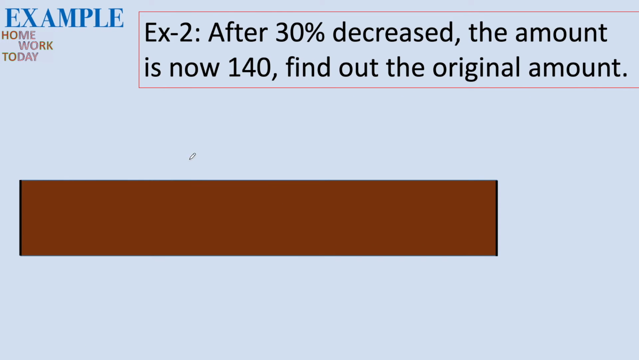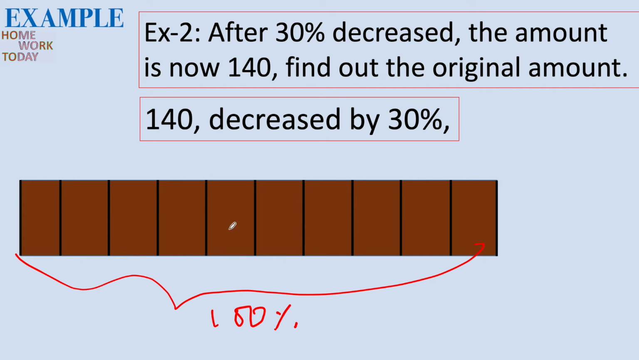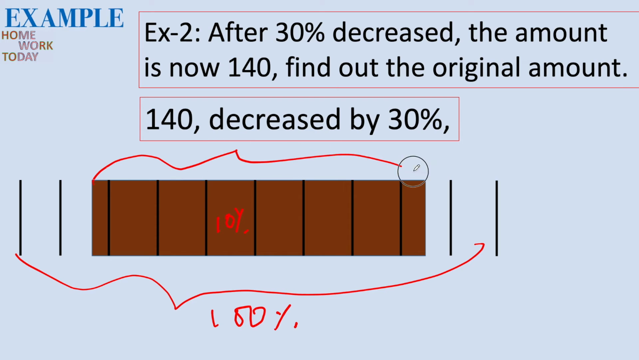Example 2. After a 30% decrease, the amount is now 140. Find out the original amount. Let's understand the question first. The amount is now 140 after a 30% decrease. Say we have a chocolate bar which originally was 100%. If we divide it by 10, each part will be 10%. Since it has decreased by 30%, now it becomes 70%. As we know, 140 is after the 30% decrease, so 70% is 140.